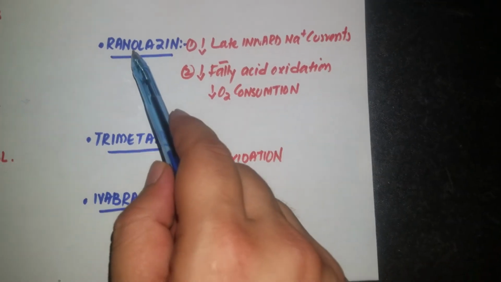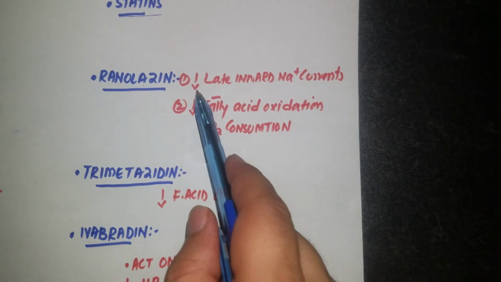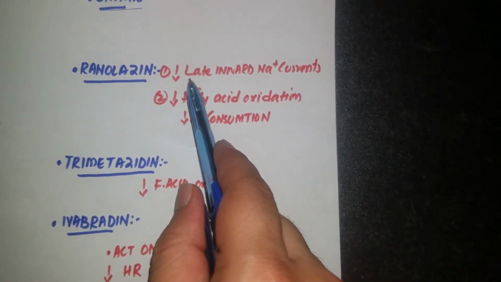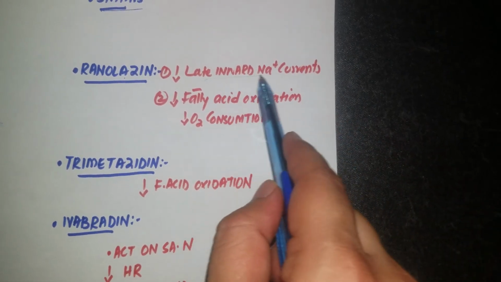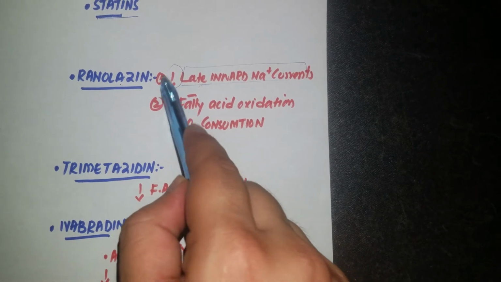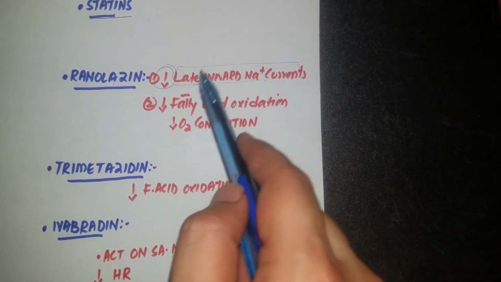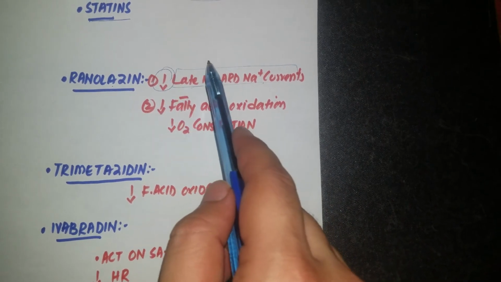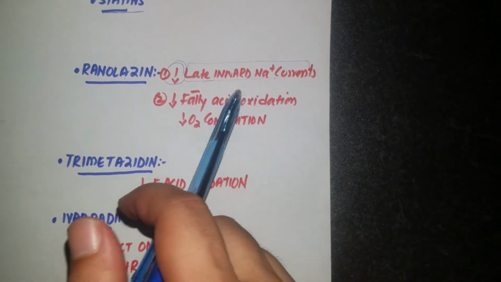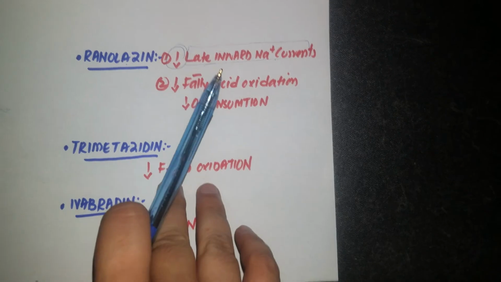A very important and newer drug is ranolazine. It has two mechanisms of action. First, when there is ischemia, there is an increased late inward current. So it basically acts on those channels and decreases the late inward current in the ischemic tissues. When there is a decreased inward current, there will be decreased levels of intracellular ions and decreased excitation-contraction coupling, which will decrease the heart rate.